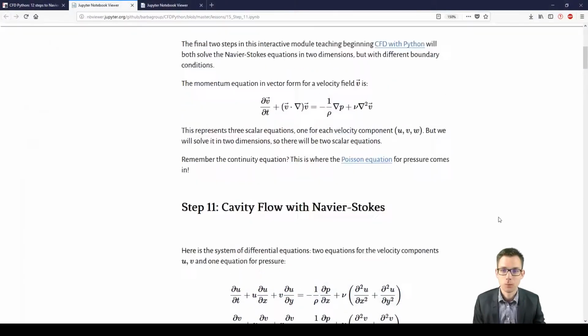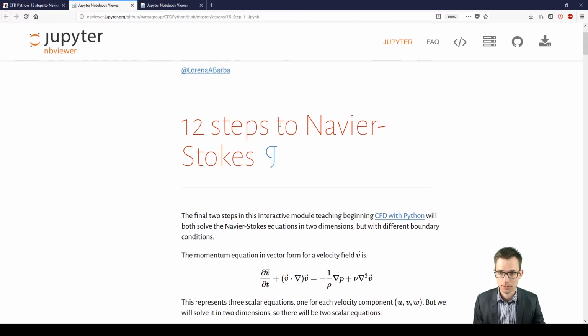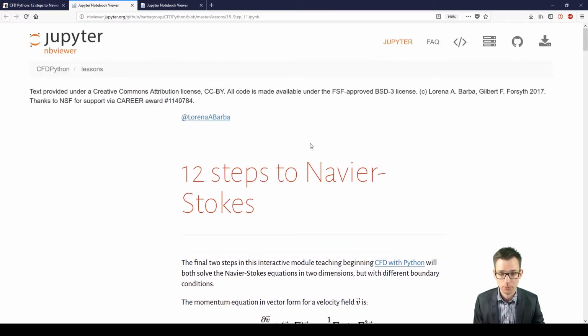Today we're going to take it all together. We take a look at step number 11, which is the full Navier-Stokes equation on a simple example, the cavity flow. Let's get right into it. We have step number 11 right over here, which is an IPython notebook from Lorena Barba.